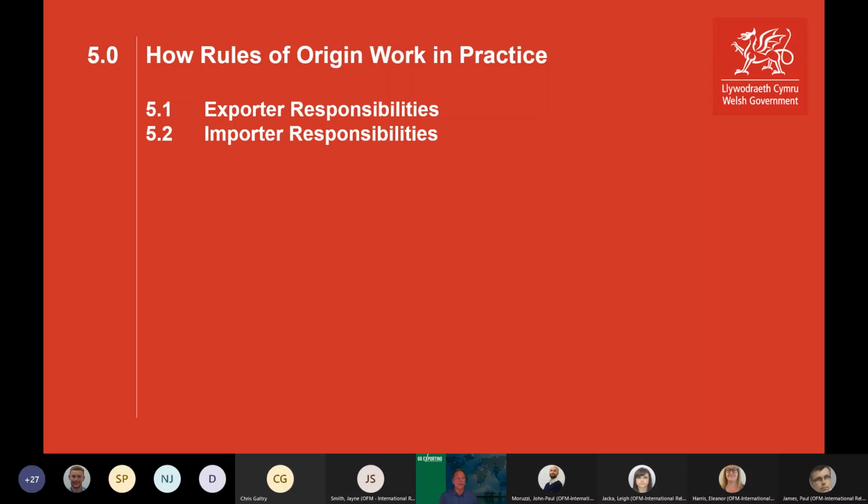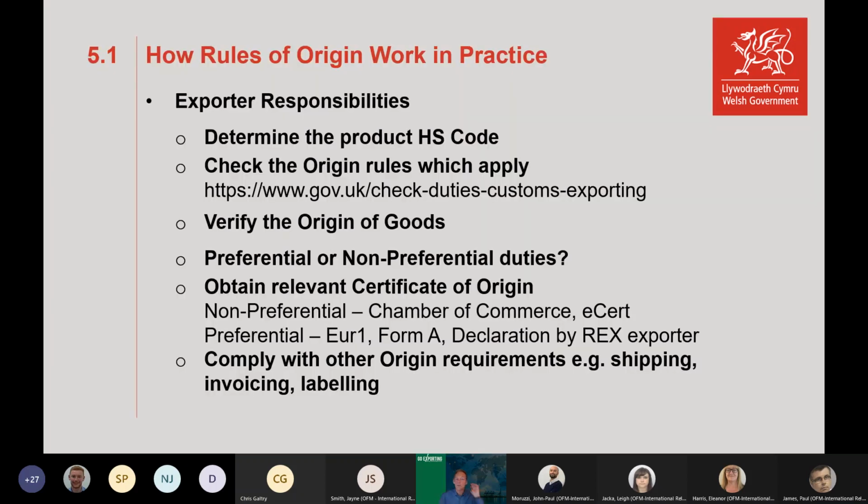So how do rules of origin work in practice? Let's have a look at exporters first. Exporters' responsibilities: you have to determine the product's HS code, and check the origin rules which apply on the government website. That will give you the rules for every country, not just the EU. You put in the country you're sending to, and it gives you all of the details. Then you need to verify the origin of the goods and decide whether to claim preferential or non-preferential duties. As we saw earlier, there can be a difference there, but it can be onerous to prove preferential duty, so you have to decide if it's worthwhile. Then you need to provide the relevant certificate or proof of origin.